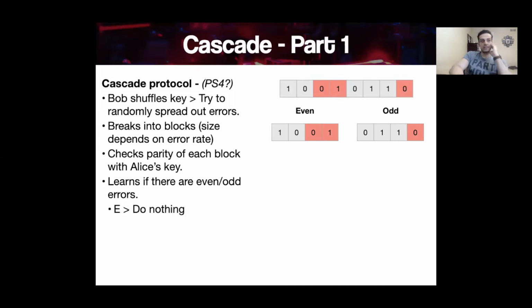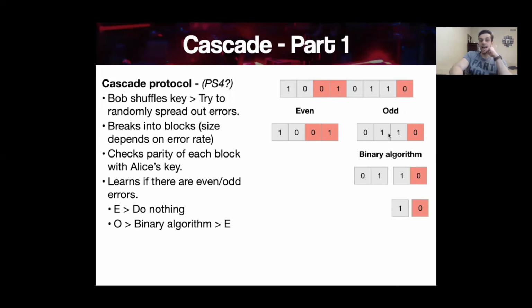And so by learning this information, with even, Bob will do nothing. With odd, Bob will use a simple binary algorithm where Bob splits it in half and checks the parity of each, splits it, and then the one that's odd again, splits that in half, checks the parity of each, until Bob gets the one bit that was wrong. And here Bob can either correct the bit or just Bob and Alice both discard that bit that was wrong.